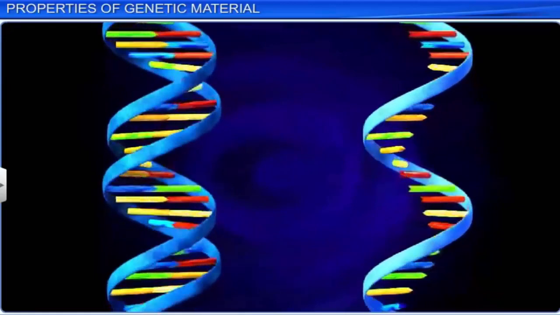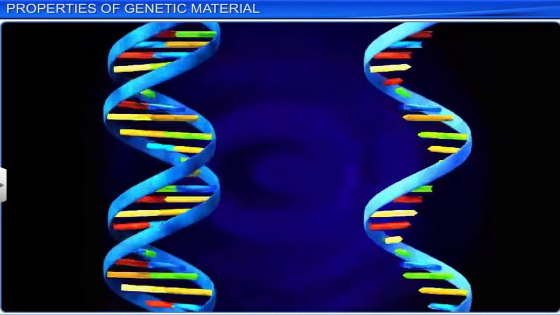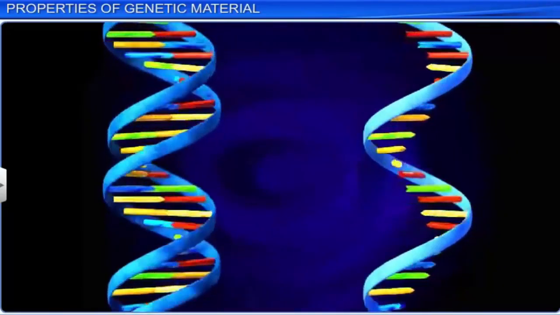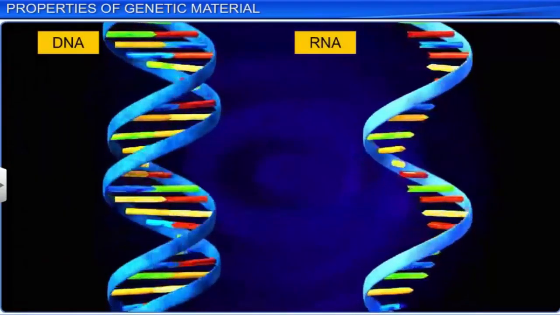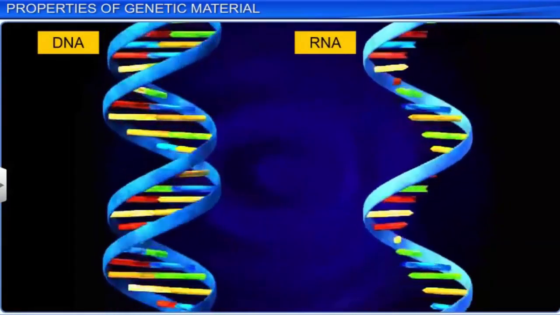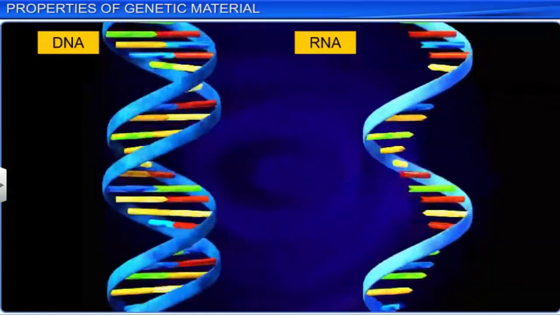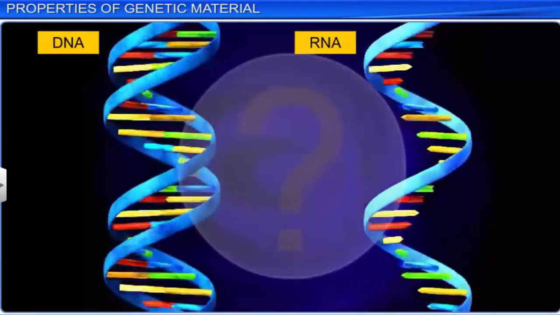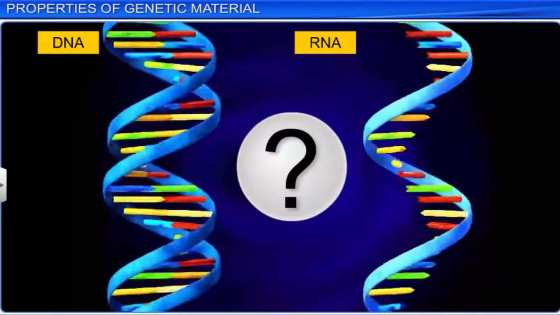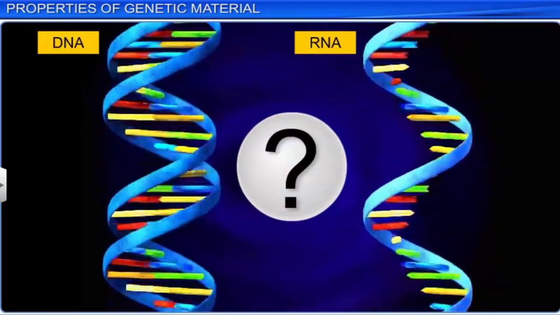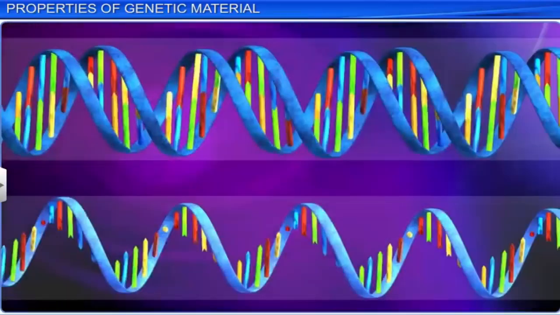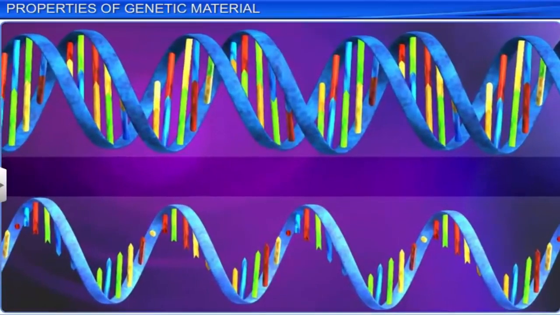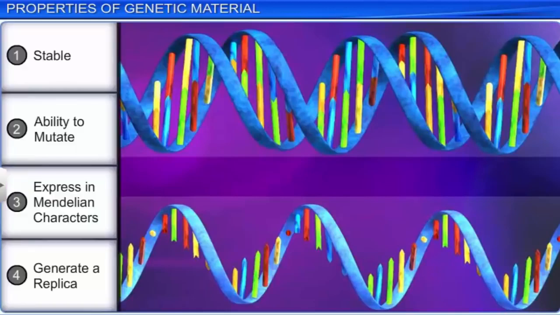A series of experiments conducted by scientists and biochemical experts proved that both RNA and DNA served as genetic material. However, the question that arose was, what exactly made both DNA and RNA suitable genetic materials? The answer lies in the fact that for a molecule to be a genetic material, it must fulfill four simple conditions.